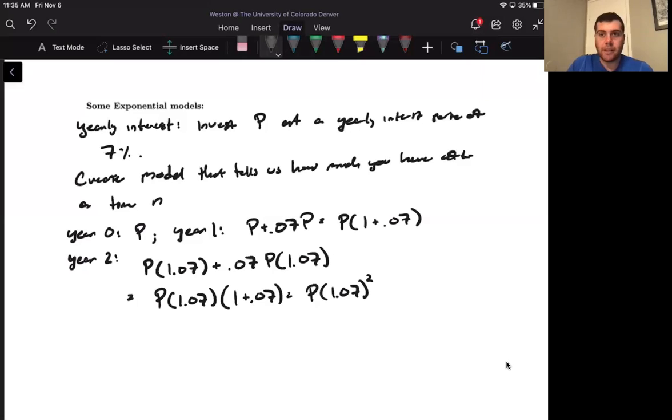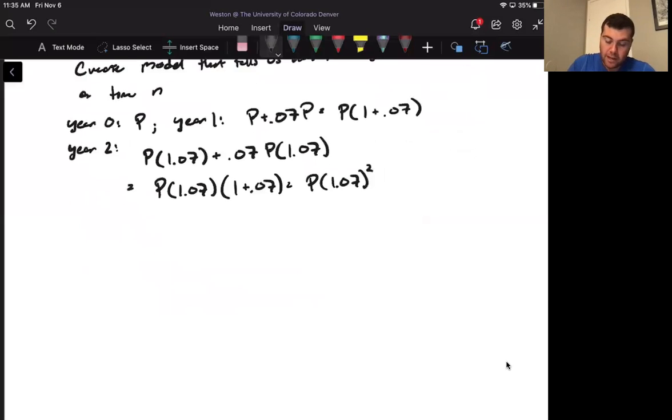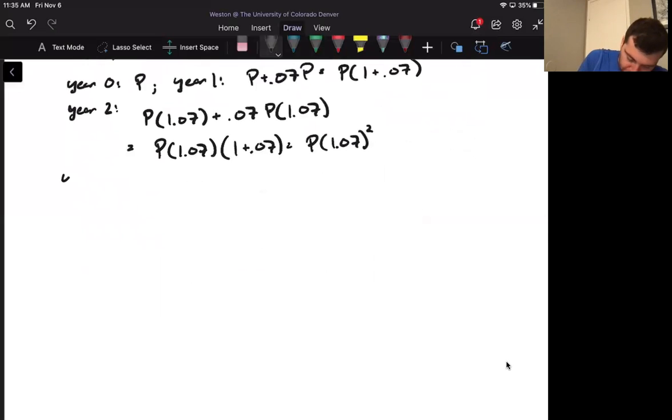So that's yearly interest. Yearly interest compounded yearly. Now, what if we have our yearly interest rate of 7%, but we compound monthly?